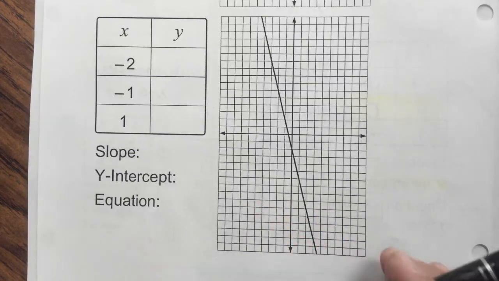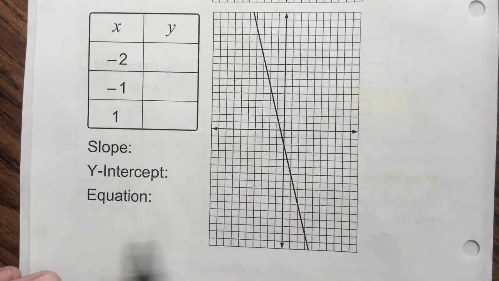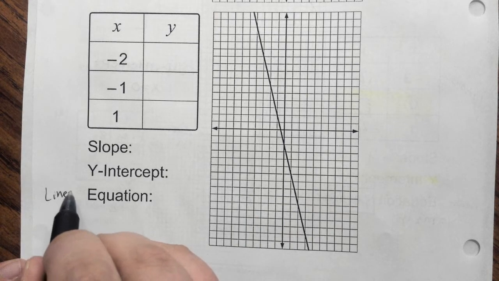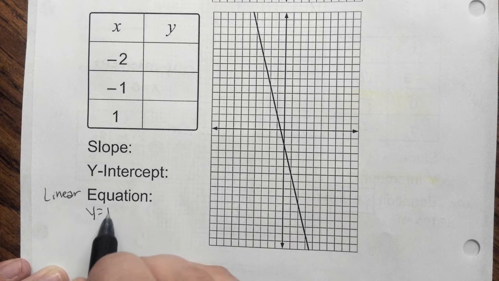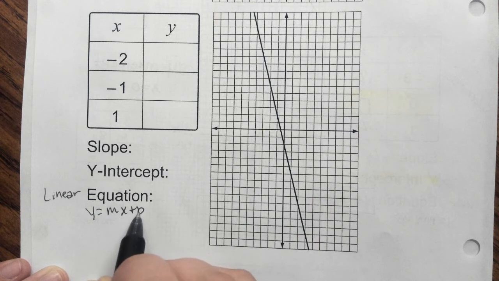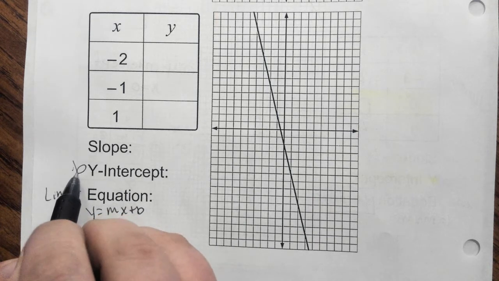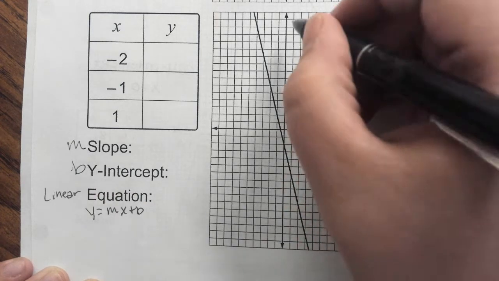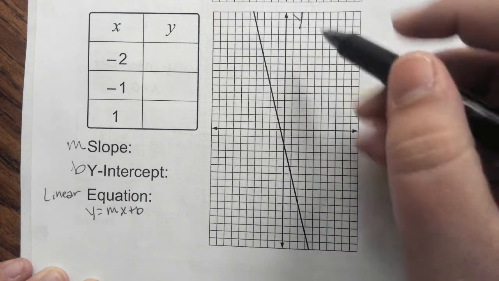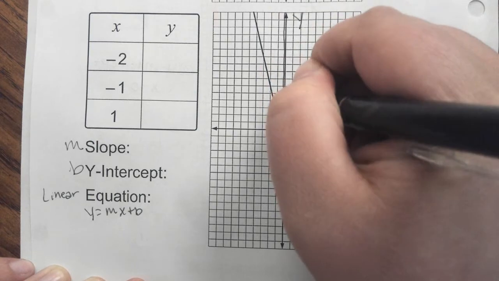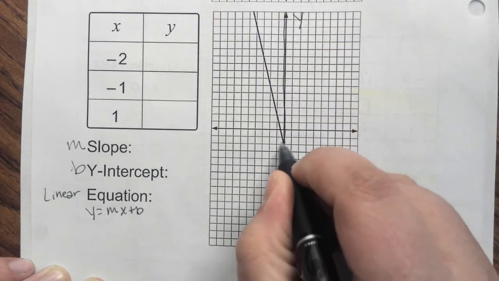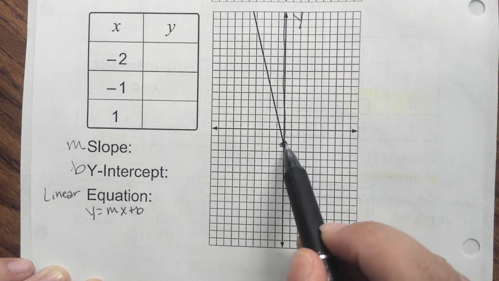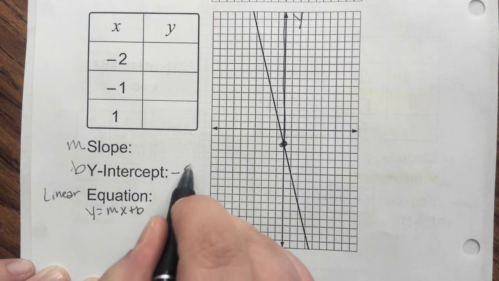Looking at the last example in our notes, we want to first find the linear equation, y equals mx plus b. So I need to know what the y-intercept is, and I need to know what the slope is. To find the y-intercept, trace the y-axis until we're on the line, which is right there. So that's negative 1, negative 2. The y-intercept then is negative 2.